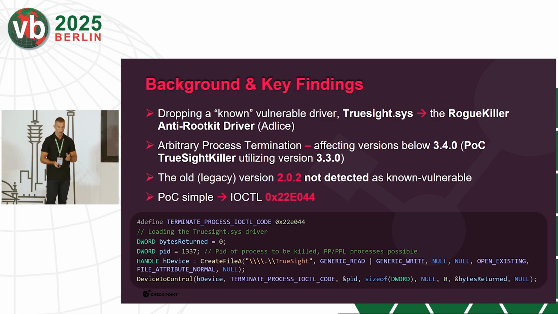But in that moment, we saw that and thought, hey, it's just another TrueSightKiller. Let's leave it. But we got back to that several times, and after that we realized that TrueSightKiller is using version 3.3.0, and we now have 2.02, which is strange. And we found out that the old legacy version 2.02 is not detected as known vulnerable. The proof of concept is super simple: IOCTL 22E044, bam, and you have arbitrary process termination of protected processes.